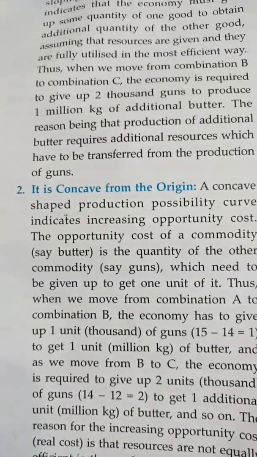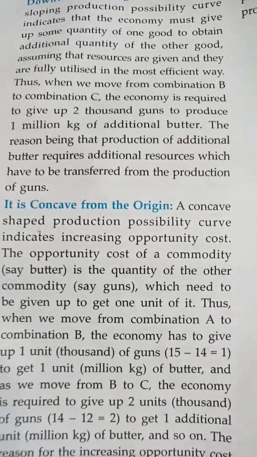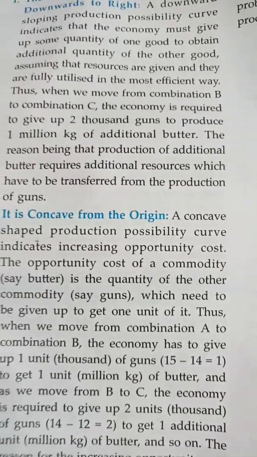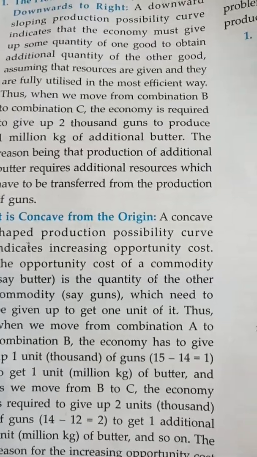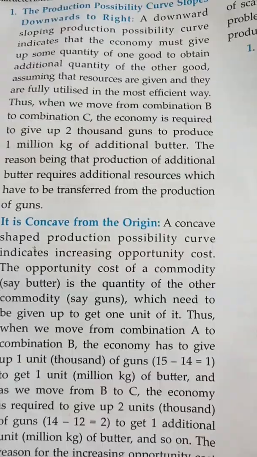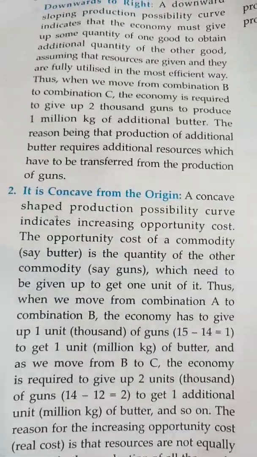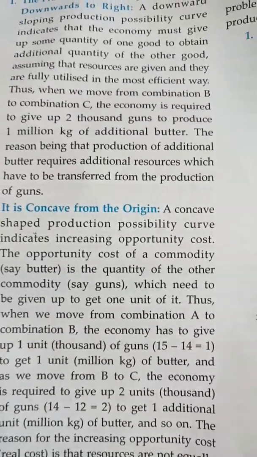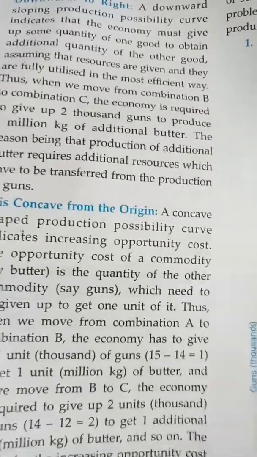Now, the second characteristic of the PPC is that it is concave from the origin. This feature implies that the marginal opportunity cost of production of one with respect to the other is increasing. As the marginal opportunity cost is increasing, the PPC is concave from the origin. Okay, so these are the 2 characteristics of PPC.